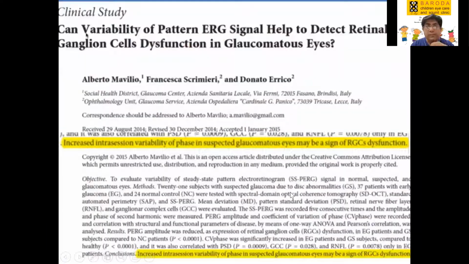So this was another paper. Basically, what these people have done is that they could show that if the variability of the phase is high, which I think Paraj will agree that we had a very high variability, especially in P50, then an increased intra-session variability of the phase is an early sign of retinal ganglion cell dysfunction.